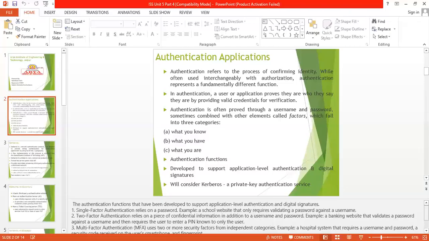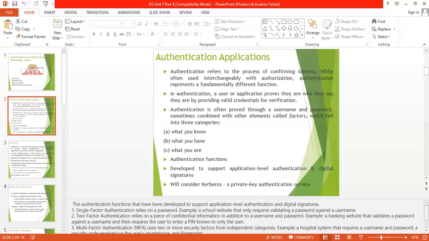The two-factor authentication relies on a piece of confidential information along with the username and password. For example, a banking website that validates a password against the username and then requires the user to enter the PIN.